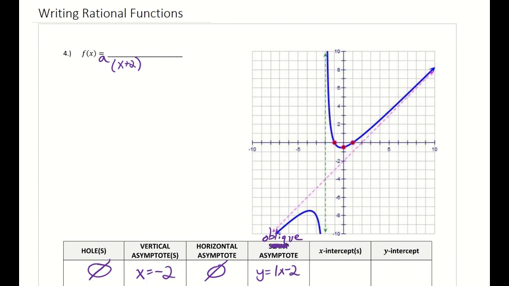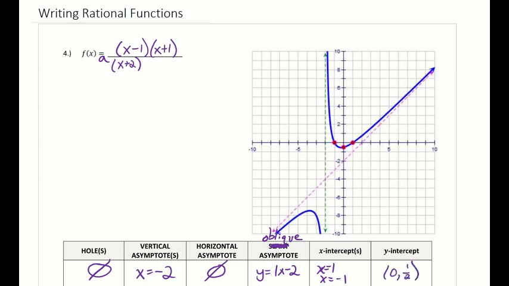Our x-intercepts we want to check out. We've got at x equals 1 and x equals -1. So for these, we want to take a look, and those factors will need to go in the numerator because that's where we find our zeros. So our y-intercept is at 0, 1/2.